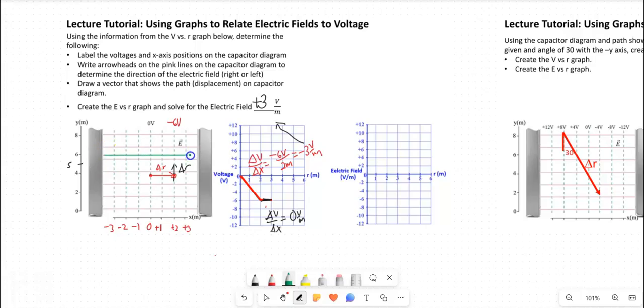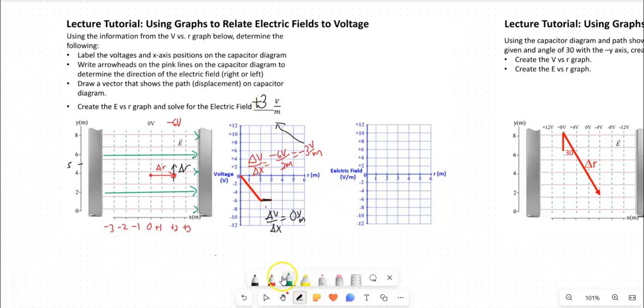So let's do that. You can just do a couple lines. It doesn't have to be a big deal. Or you could just add arrowheads to these pink lines. There you go. So we've marked this up. Now let's go over here.